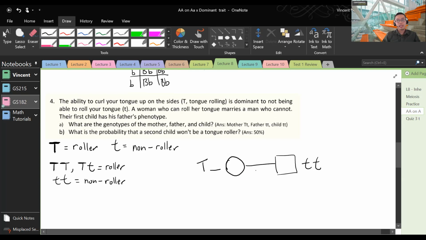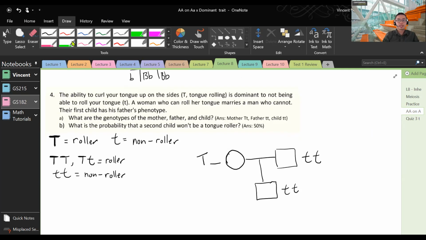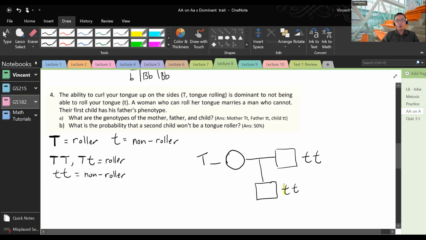Okay. And then they're going to have a kid. The first child has his father's phenotype, so it's a boy, square. Phenotype means the expression of the gene, right? So if the father is a non-roller and the child is the same as the dad, then he is going to be small t, small t as well. Okay. So one of the small t came from the father. The other small t must have come from the mother. So the mother is going to be big T, small t. Okay, so these are the genotypes of everybody. The answer is right here.